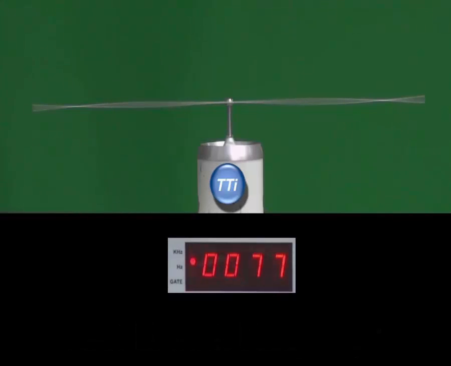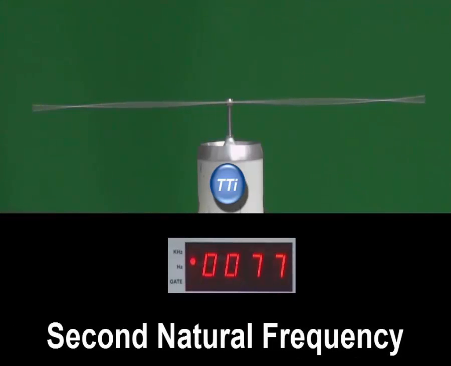I'm now moving up to the second natural frequency. I'm driving the beam at 77 Hertz, which is just below the second natural frequency. And if I slowly increase the frequency, we'll see the beam motion get larger and larger. It gets into resonance. Now we have some large motion resonance, and there we have the peak motion.